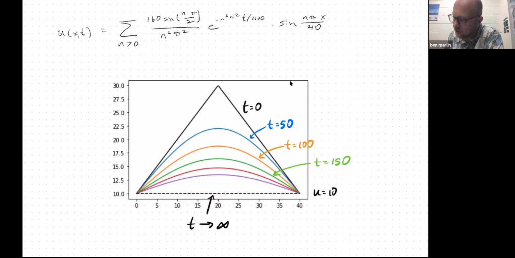But here is that c sub n term that we figured out, the 160 sine of n pi over 2, divided by n squared pi squared. And then I said e to the minus n squared pi squared t divided by 1600. So that's kind of a handful there. And then sine of n pi x, all right?